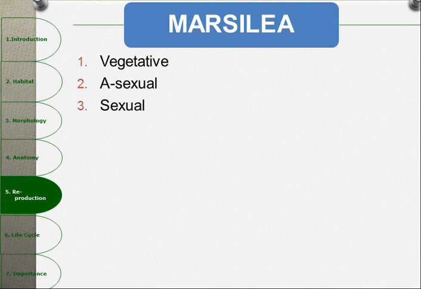Last time we had discussed the anatomy of Marsilea, and now we have to discuss the reproduction in Marsilea. Marsilea follows three types of reproduction: vegetative reproduction, asexual reproduction with the help of spores, and sexual reproduction.